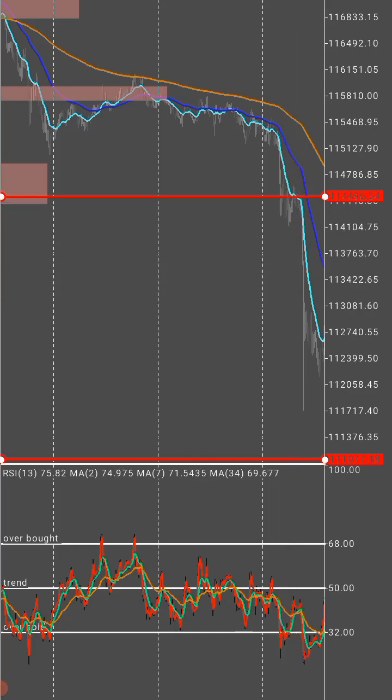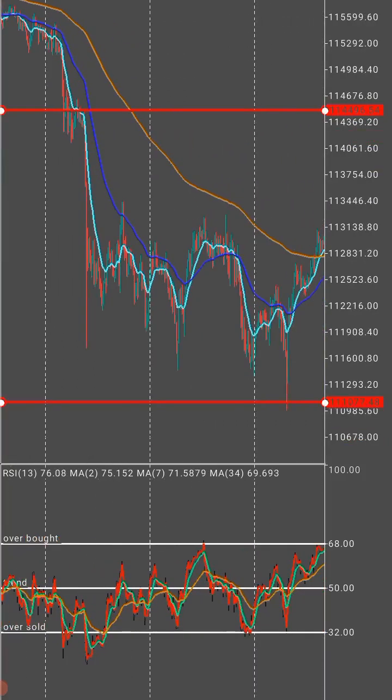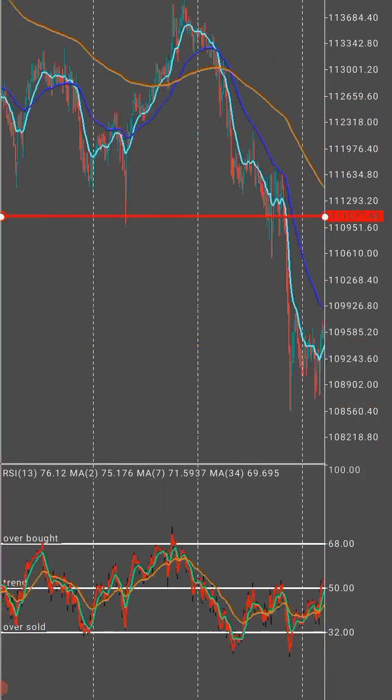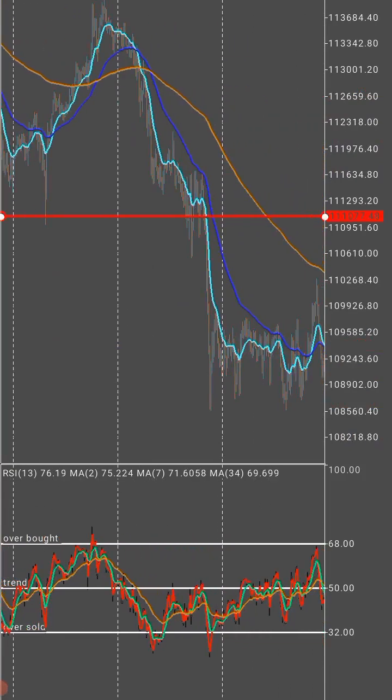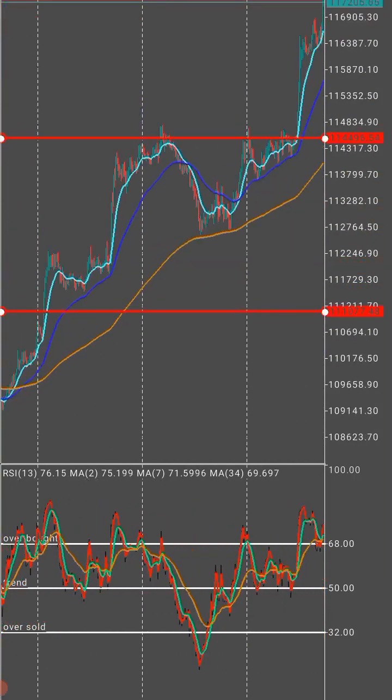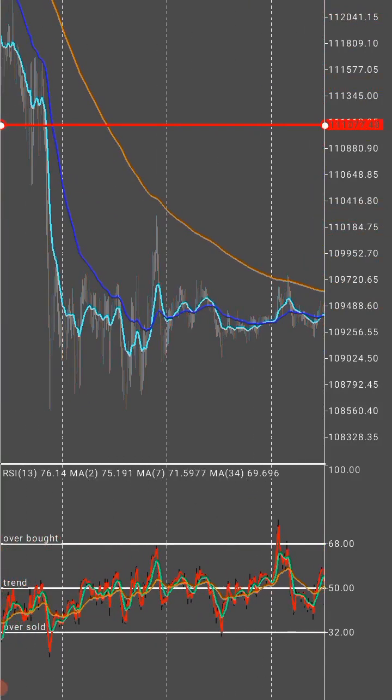Okay, let's look for another example. You see, it continues selling. After this, it continues selling too. You see it, it continues selling before it reverses for a buy. Now look at this.